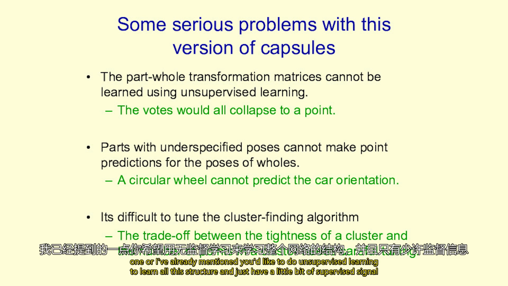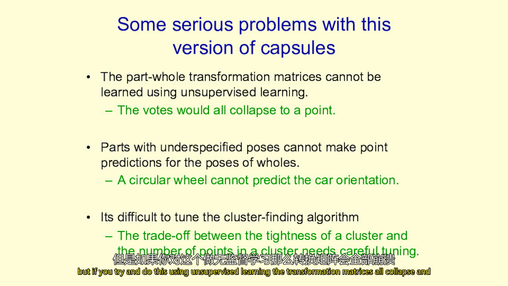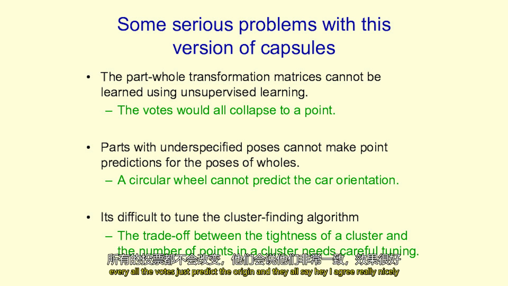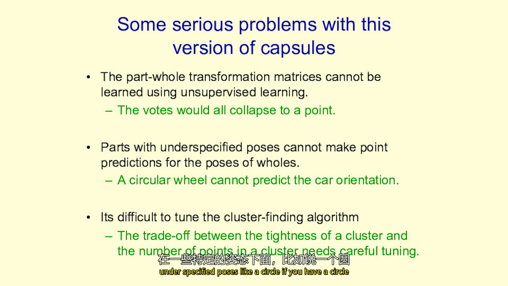One I've already mentioned. You'd like to do unsupervised learning to learn all this structure, and just have a little bit of supervised signal when you get labeled examples to help it out. But if you try and do this using unsupervised learning, the transformation matrices all collapse, and all the votes just predict the origin, and they all say, hey, I agree really nicely. And that's because you're trying to optimize something in a space that you control, as opposed to a space where the data's fixed.